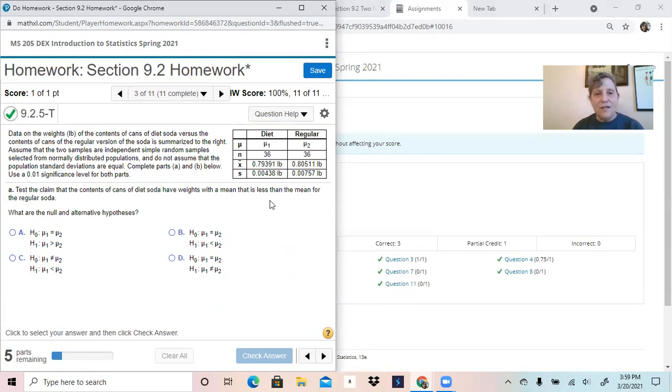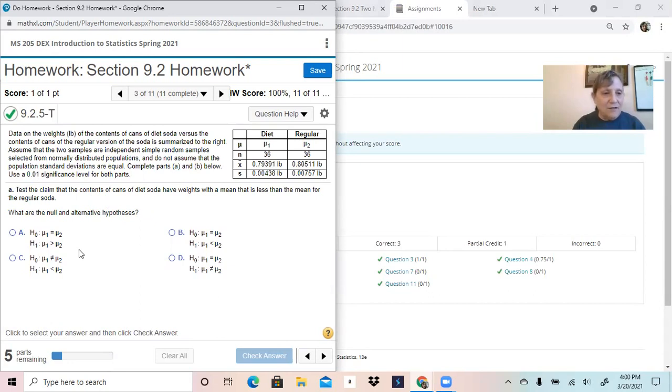Here they are giving us the data for the two samples. This is asking us to compare the average weight of cans of diet soda versus cans of regular soda. We're going to use a 0.01 significance level. Our claim is that the contents of the cans of diet soda have weights with a mean that is less than the mean for the regular soda, because they're on a diet, I guess.